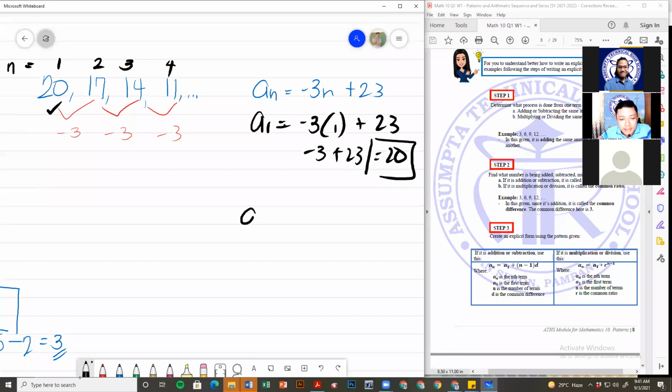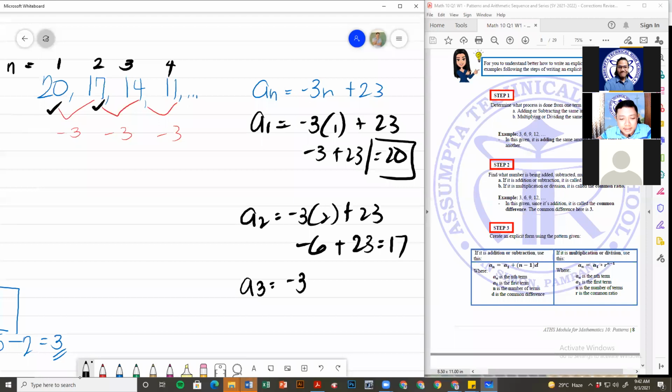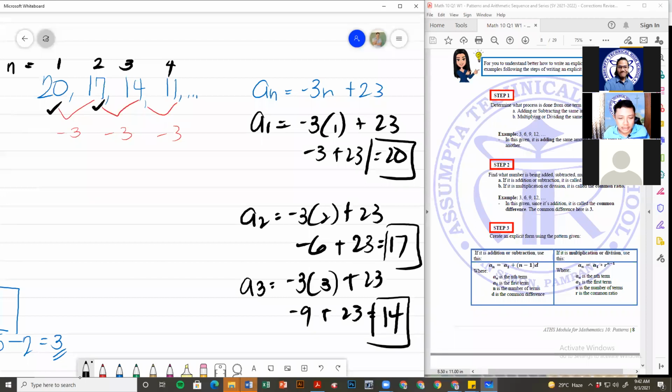Let's try the next one. A sub 2 is equal to negative 3 times 2 plus 23. So that becomes negative 6 plus 23, and that is 17. Perfect. Correct. Next, a sub 3. That becomes negative 3 times 3 plus 23. That becomes negative 9 plus 23. And that is, what's the answer? 14. Perfect. Okay, so going strong ang formula ni May.